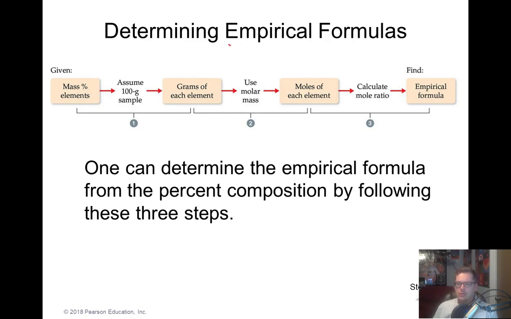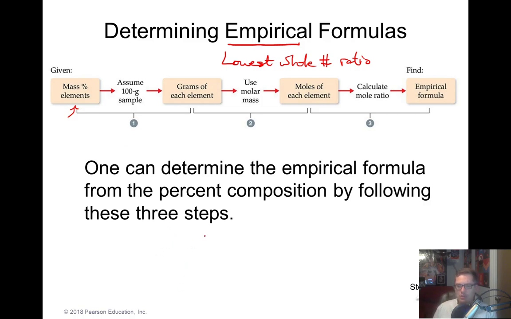So determining empirical formulas. Remember, empirical formulas are the formulas that have the lowest whole number ratio, right? Lowest whole number ratio. Okay, that's important. So we're going to be finding that lowest whole number ratio. A lot of times when you start these, you're going to be given the mass percent, or the percent mass. We talked about how to find percent composition earlier in the previous video. So a lot of times you'll start with that data, and you're essentially working backwards from what we did before. All right.